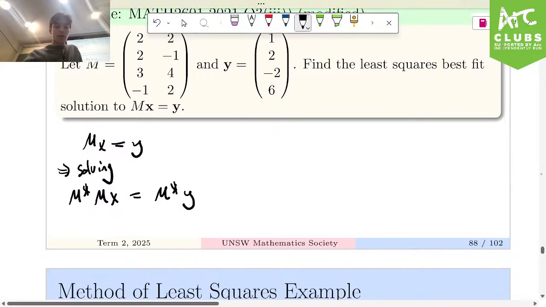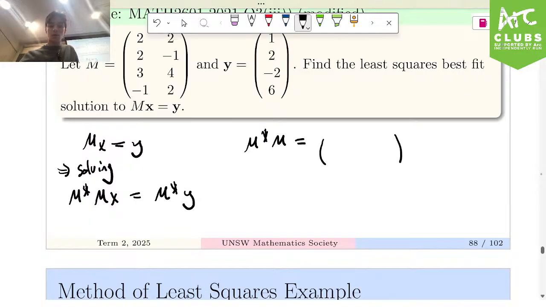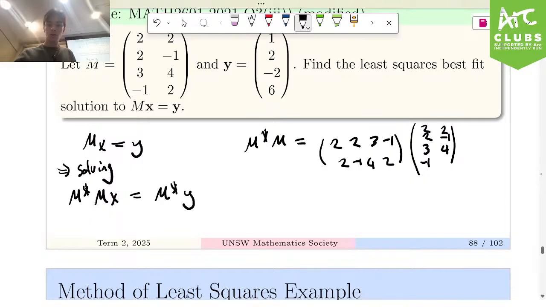So first, let's find M adjoint M. It's going to be equal to, because we have a real matrix here, just the transpose. There are no conjugates required. 2, 2, 3, minus 1, 2, minus 1, 4, 2. Multiplied by just the regular M, 2, 2, 3, minus 1, 2, minus 1, 4, 2. Equal to, that first one is 4 plus 9 plus 1, which is 18.